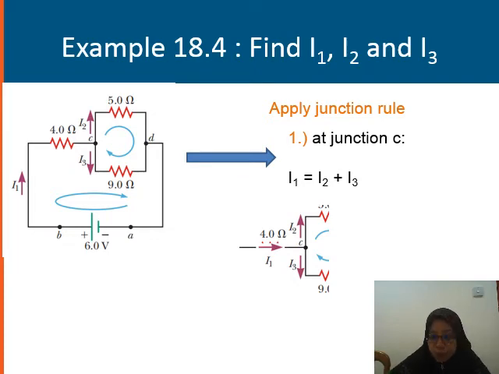Okay, I am choosing junction C here. So I'm cutting it out, and you find that there was this I2 moving upwards, I3 moving downwards, and originally traveled from here until here is I1. So in short, I1 is equivalent to I2 plus I3. So you have the first expression.